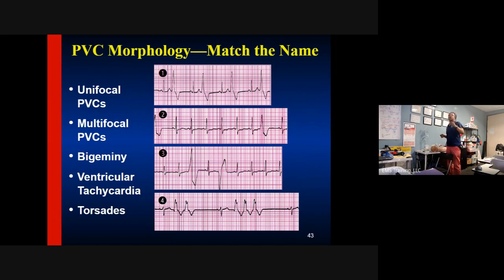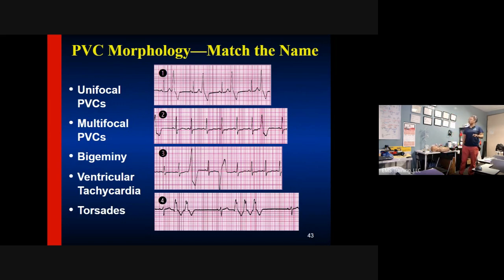We can have unifocal PVCs like we have here on number 1. You have unifocal PVCs occurring in bigeminy, which is every 2 beats or every other beat. All right. We have multifocal PVCs like we see in number 3. We can have VTAC, or what we call a run-on VTAC like we see in number 4. Number 4, when it's 3 or more PVCs in a row, we call that a run-on VTAC or VTAC.